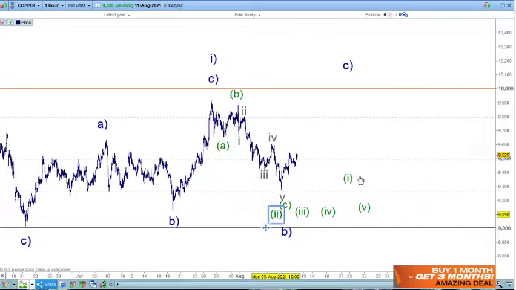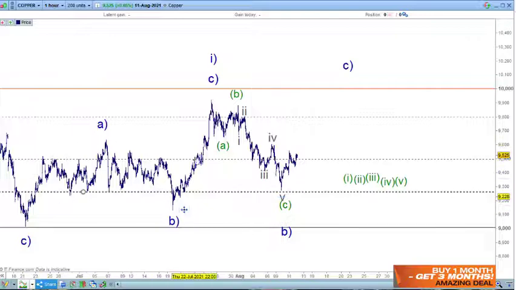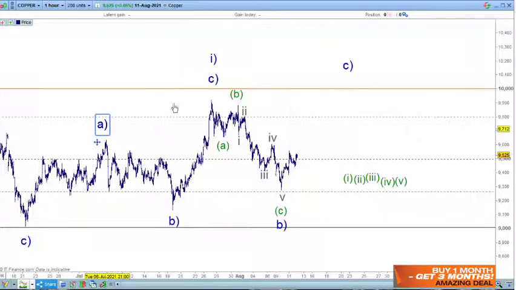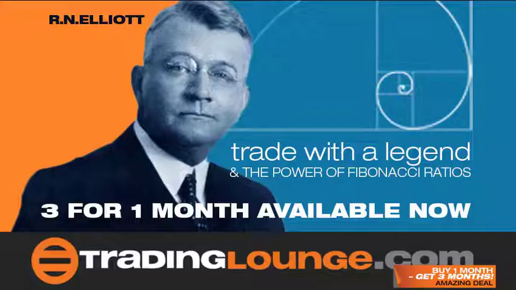Bring these out of the way. Let's just see how this plays out here. I mean, the Australian dollar still hasn't quite made its low as well. It's got kind of that sort of weird stuff happening there. So I'm wondering if this all becomes the A wave here.